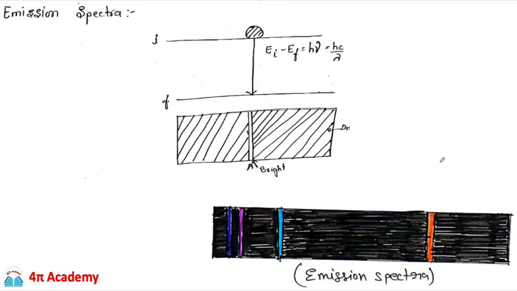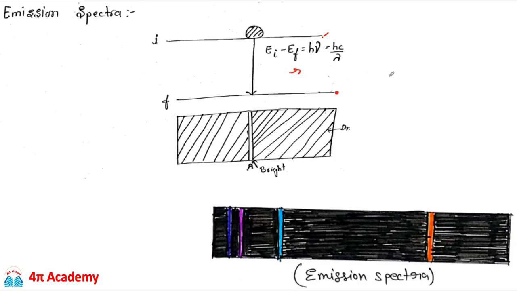And similarly, in the emission spectra, the atom or electron which is in the higher energy state loses some of its energy in the form of a photon, emitting a photon, and comes to the ground state.